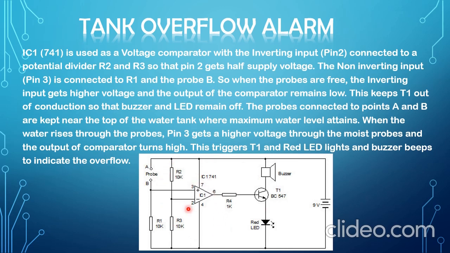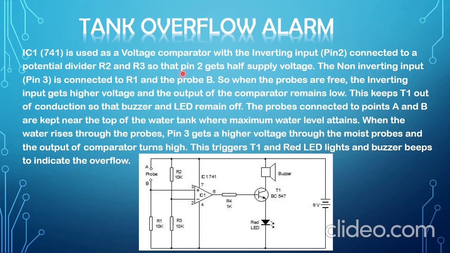It has a 741 operational amplifier, a buzzer, and a red LED light. These are surrounded with resistors and a probe. The 741 is used as a voltage comparator with the inverting input pin 2. I have told you that pins 3 and 2 are the input pins in the previous slide. Pin 2 is connected to a potential divider R2 and R3 so that it gets half the supply voltage.